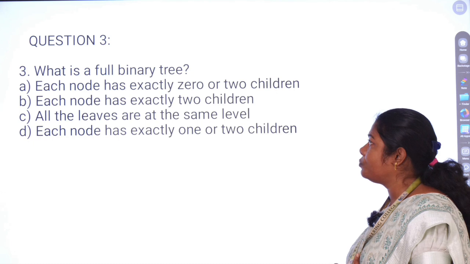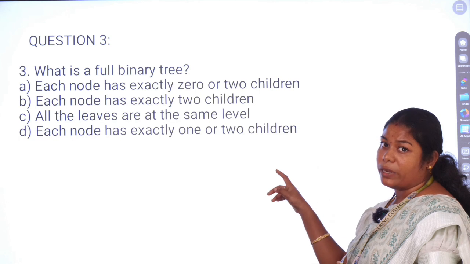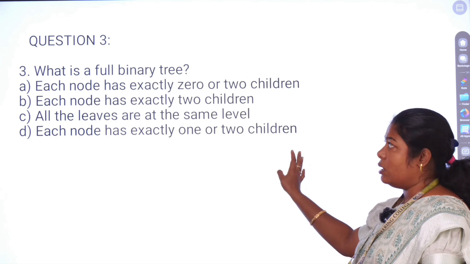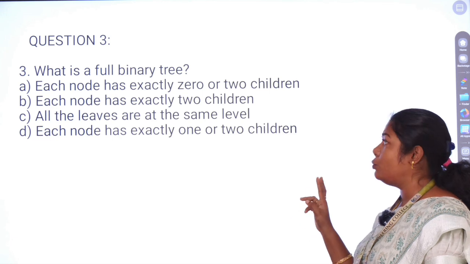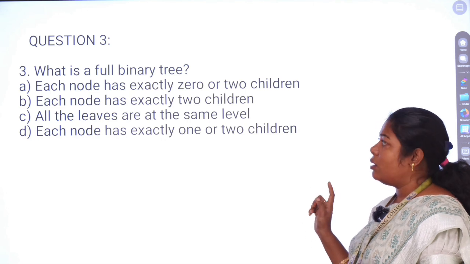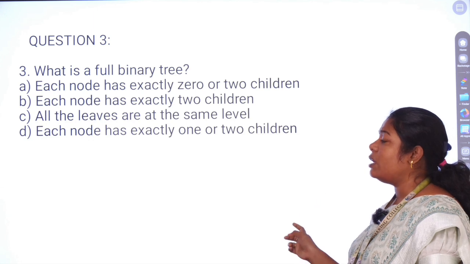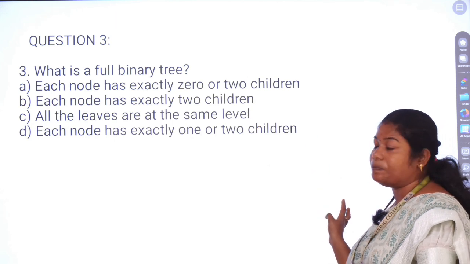Next question. What is a full binary tree? We have seen what is a complete binary tree. Here we are going to see what is a full binary tree. First option, each node has exactly 0 or 2 children. That condition is applicable for a binary tree. Each node has exactly 2 children, that is option B. Next option is all the leaves are at the same level.